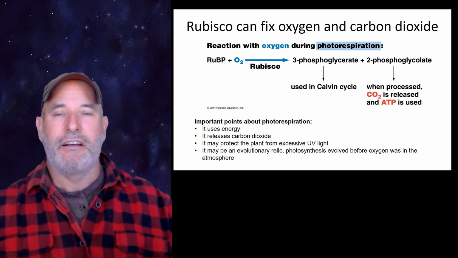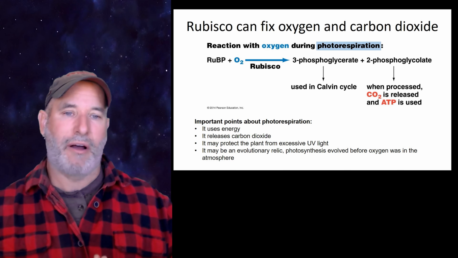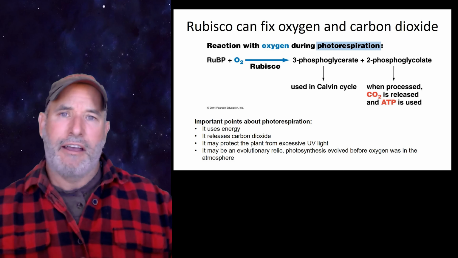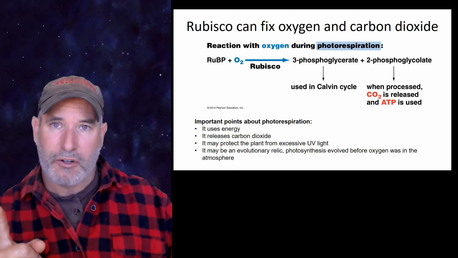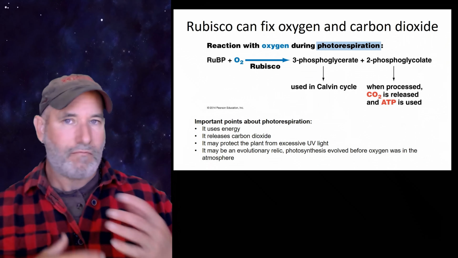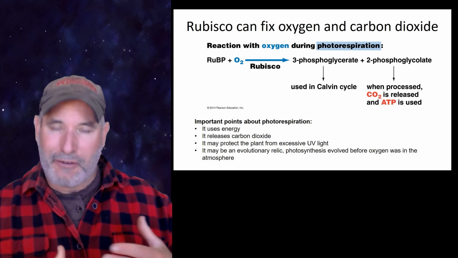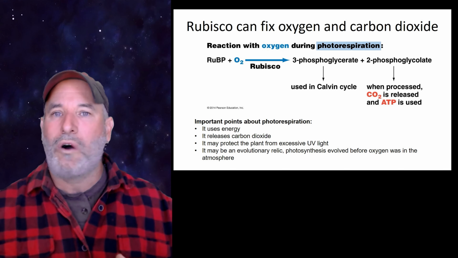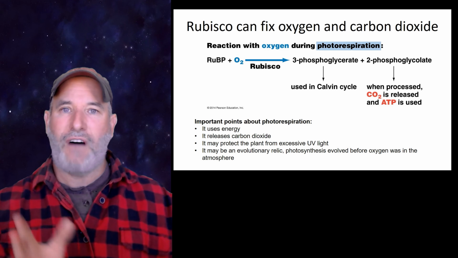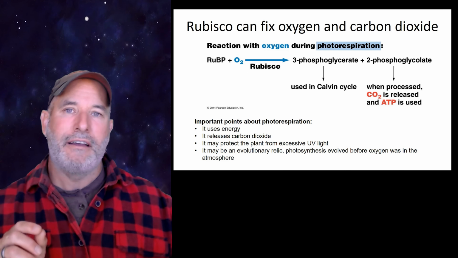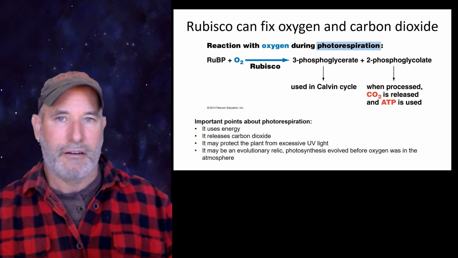You do not get two 3-carbon compounds. You don't get two of those 3-phosphoglycerates. What you get instead is one 3-phosphoglycerate and one 2-phosphoglycolate. Now, I'm not trying to confuse everybody with all these names. What that 3-phosphoglycerate is telling you is that the phosphate group is on carbon number 3, okay?